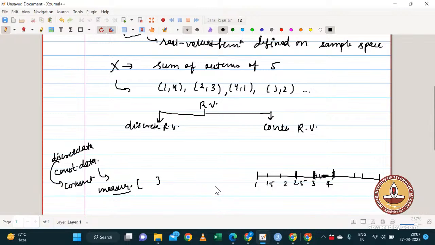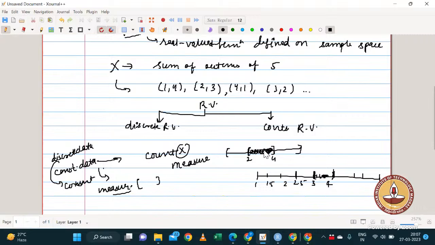While continuous data, a continuous random variable, is something we cannot count. We have to measure, and it can take any value between a given interval. Let's say this is 2, this is 4. If it's continuous data, then it can take any value between these two values. Okay, are you getting the idea?